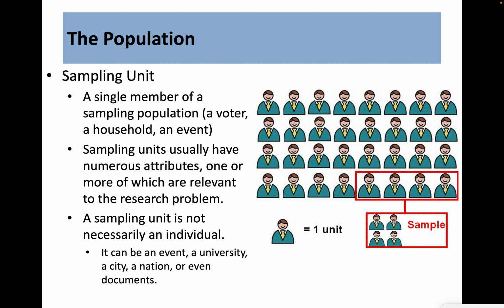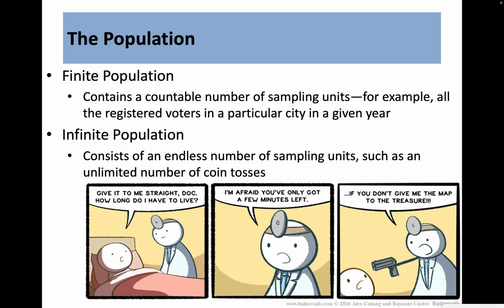Sampling unit: a single member of a sampling population, a voter, a household, an event. Sampling units usually have numerous attributes, one or more of which are relevant to the research problem. The sampling unit is not necessarily an individual. It can be an event, a university, a city, a nation, or even a document.